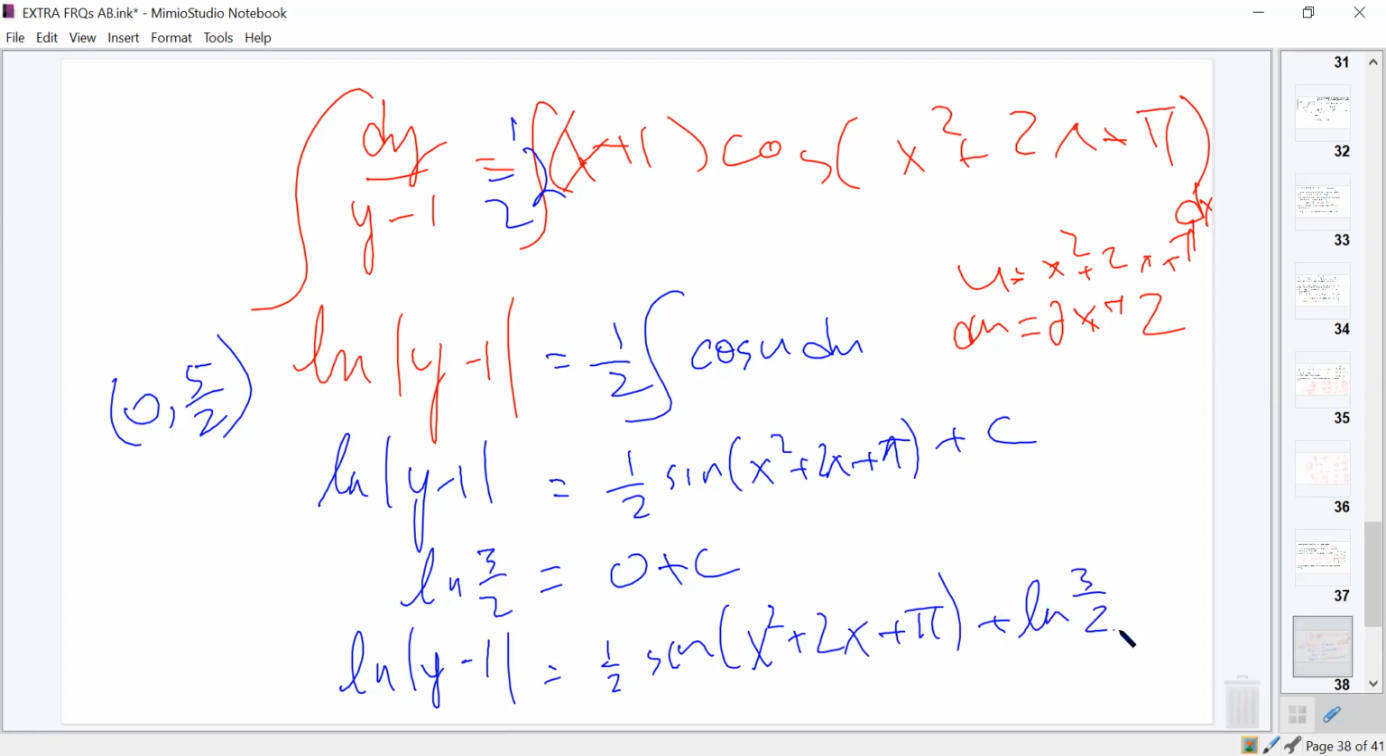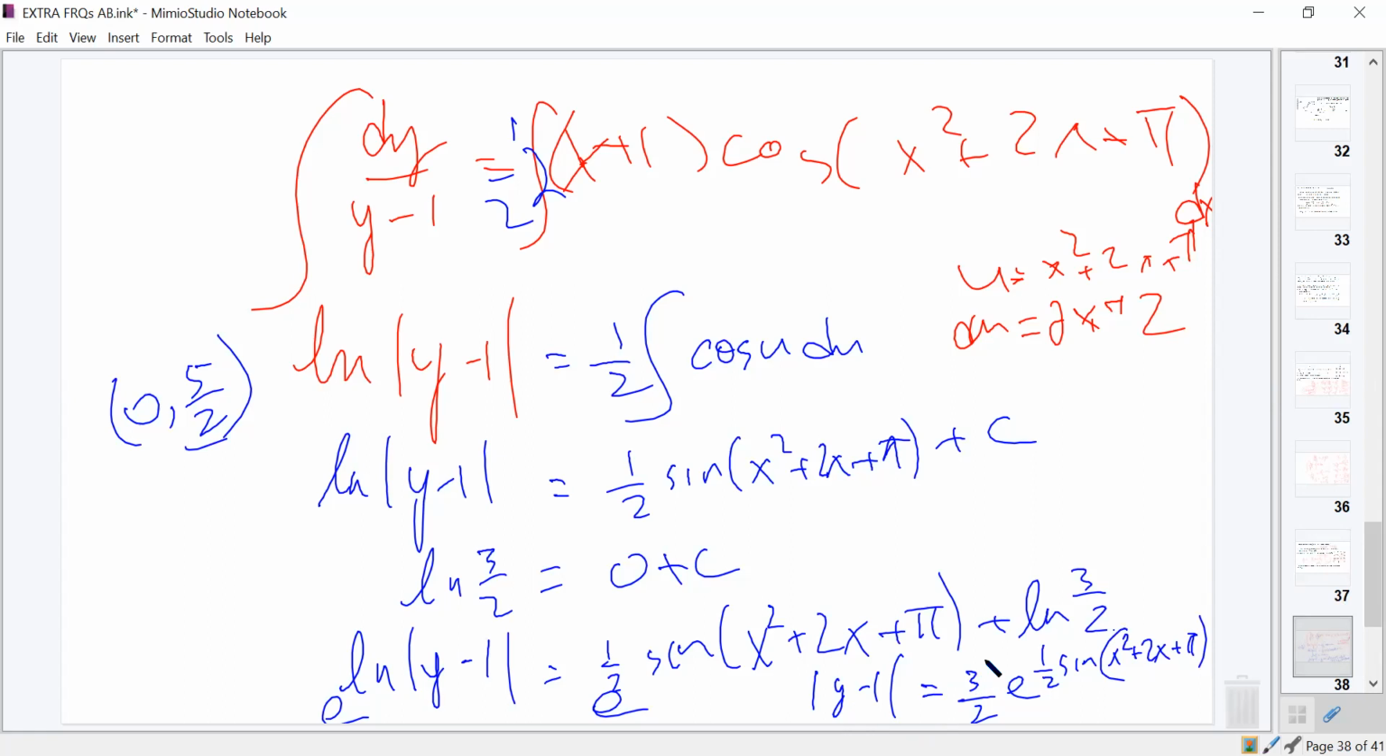plus ln of 3/2. And then we'll raise these both as powers of e. Get the absolute value of y minus 1. The e to the ln 3/2 comes out front as a constant. We end up with 3/2 e to the 1/2 sine x squared plus 2x plus pi. You clear off your absolute value by deciding if it's positive or negative. It's clearly going to be positive because we get 5/2. Then we'll just add the 1 over.